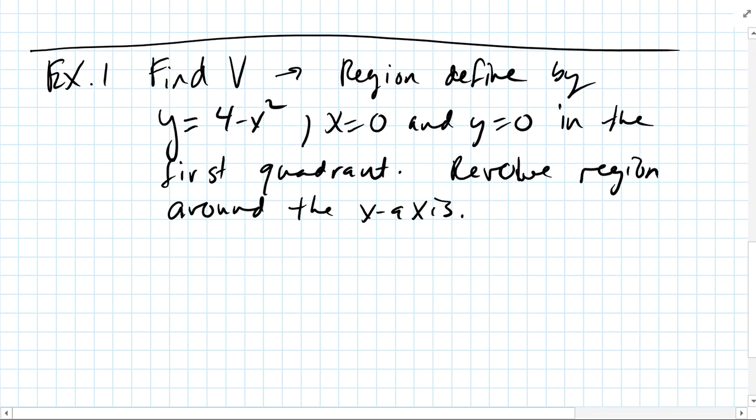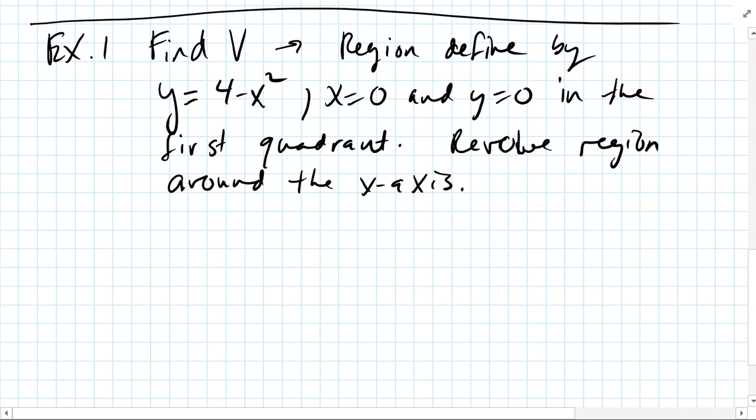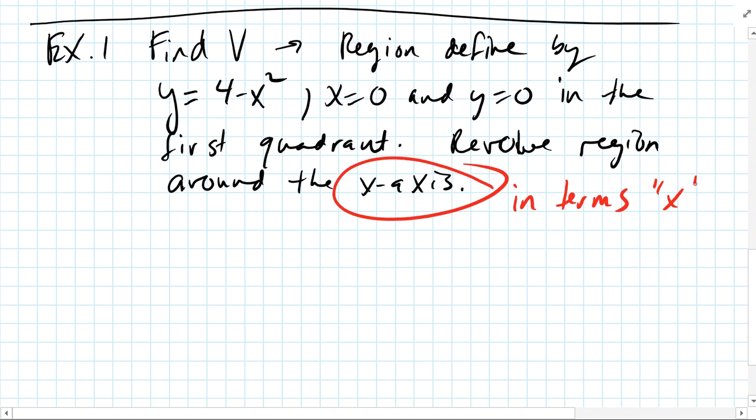We're going to find the volume for a region defined by y equals 4 minus x squared, x equals 0, y equals 0 in the first quadrant, and we'll revolve it around the x-axis. If I'm revolving around the x-axis, what's it in terms of? Y'all need to keep this.